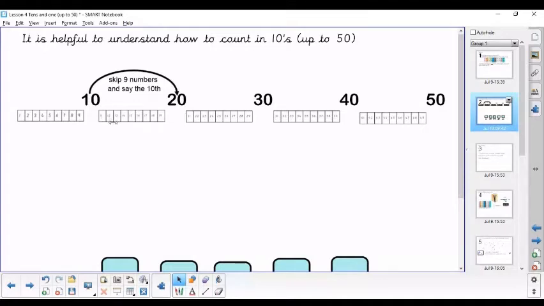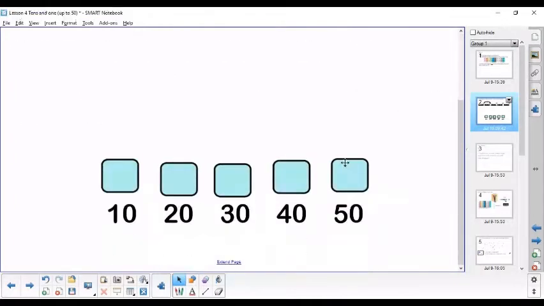And we ignore these 9 numbers and we say 20, saying the 10th number, which is 20, and so on to 30. Ignore those 9 numbers and only say the 10th number, 40. Ignore those 9 numbers and say the 10th number, which is 50. And that's how we count in tens: 10, 20, 30, 40, 50.